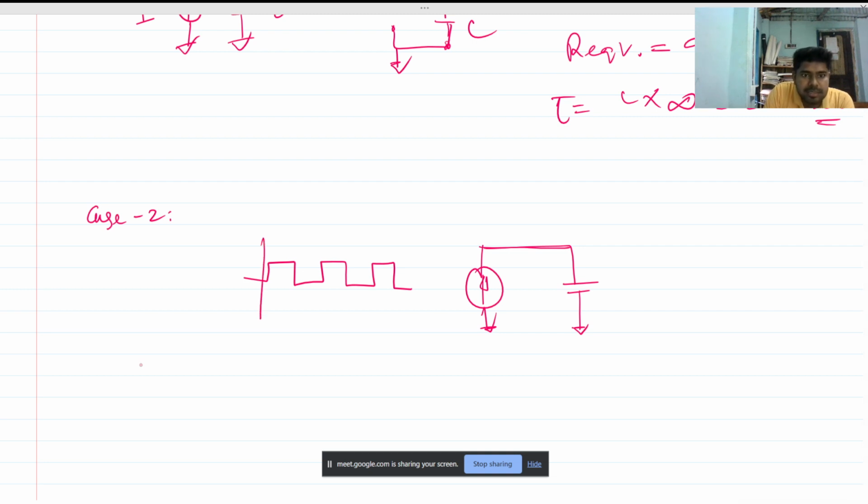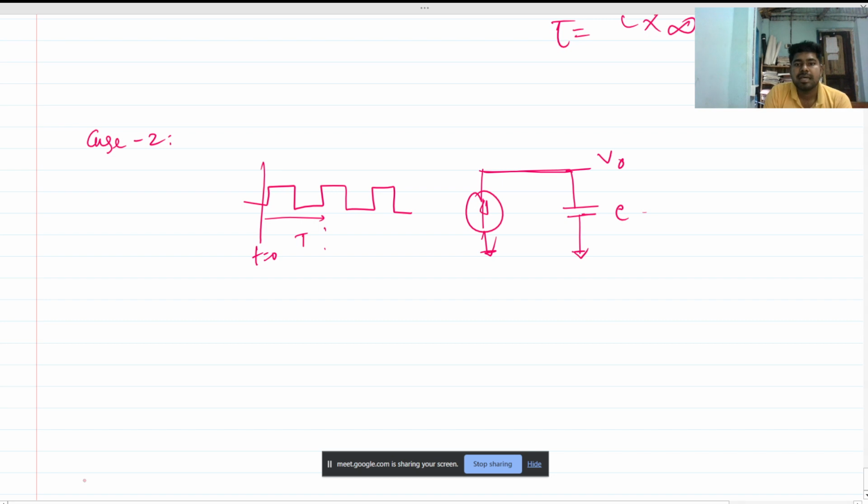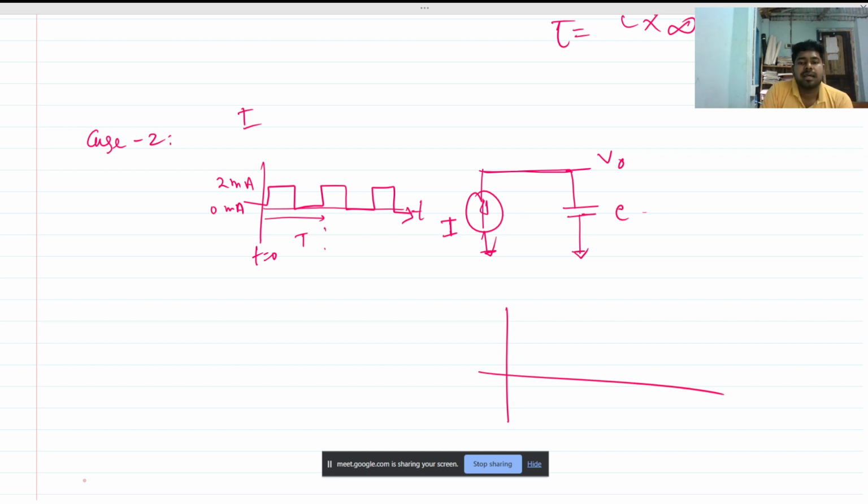Let's say this is t equals 0, this is the time period, this is C, and this is V out, with the initial condition of this capacitor again 0. Now this is I versus t, with levels of 2 milliamps and 0 milliamps. Up to that, at t equals 0, the capacitor is acting as a short circuit.